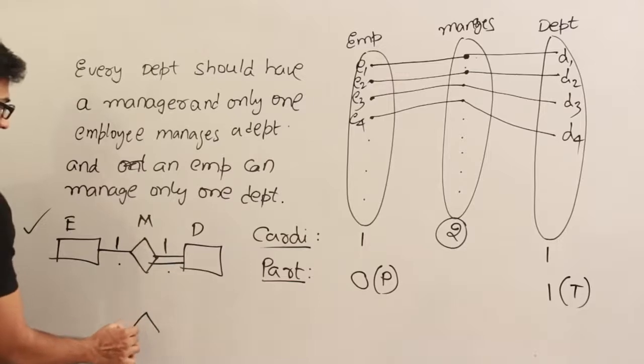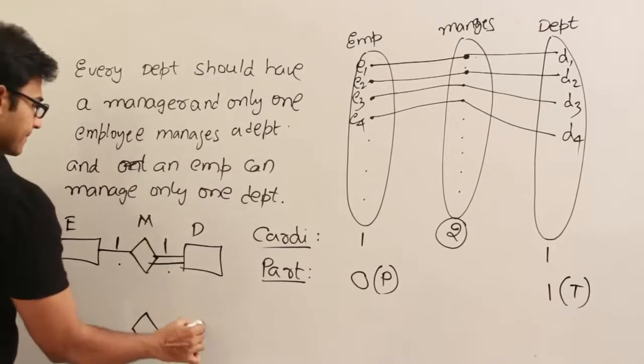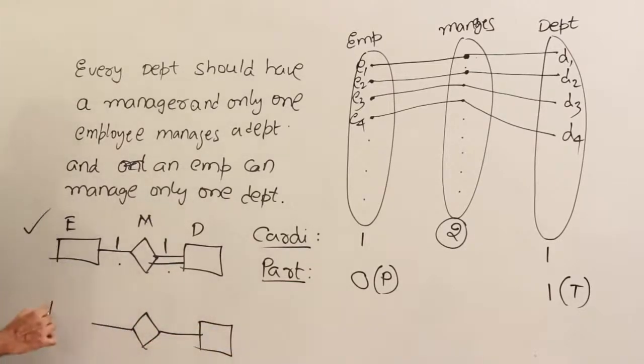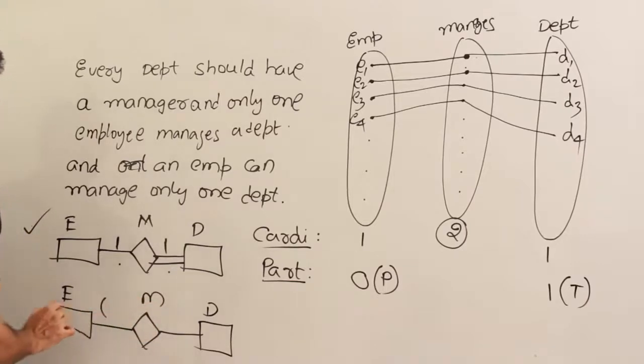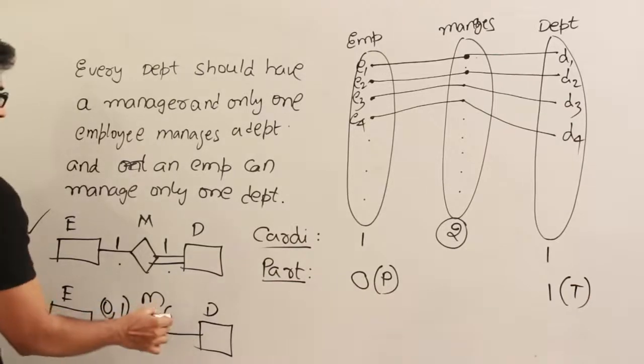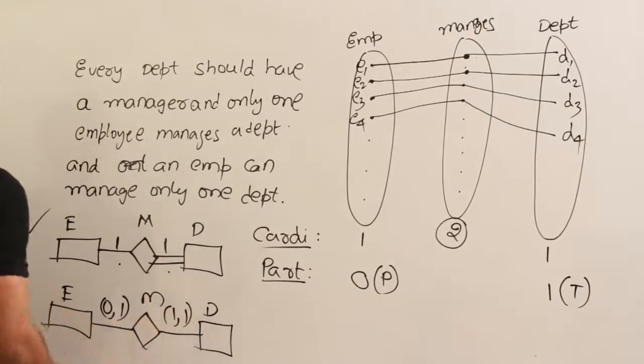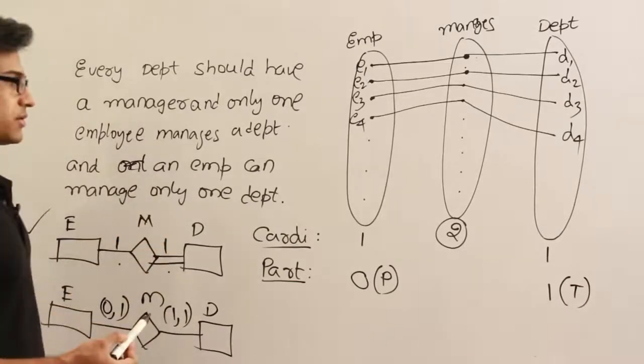What about the min-max representation? In min-max representation, we need not use the single line, double line at all. We can simply represent it this way. So what is the minimum and maximum? What is the minimum participation of employee? 0. What is the maximum participation of employee? 1. What is the minimum participation of department? 1. What is the maximum participation? 1. So this is an example of a 1-to-1 relationship.